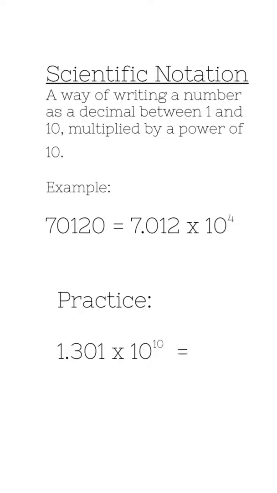This video is going to talk about scientific notation and also expanded form. So scientific notation is a way of writing a number as a decimal between the number 1 and 10 multiplied by a power of 10. So for example, if I had 70,120, I could also represent it in scientific notation as 7.012 times 10 to the fourth.